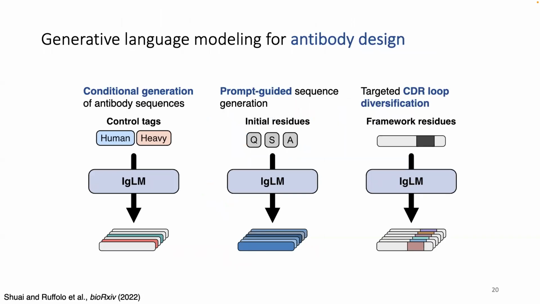Okay, and so to summarize, this generative language model for antibody design is able to generate sequences conditioned on certain control tags, such as the species, as well as what kind of chain it belongs to, and then we're going to have a set of sequences. It's also able to do some sequence generation given a prompt. So this prompt might be a set of initial residues. This is especially useful to complete or give us a head start, given that in some sequences in OAS, we don't have the first 3 residues. So it sort of compensates for that.